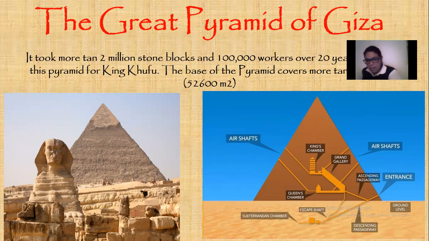This has the air shafts, the grand gallery, the queen's chamber, which was smaller and less luxurious, the ground level, the descending passageway, which was a secret passage, the subterranean chamber, and the escape shaft.